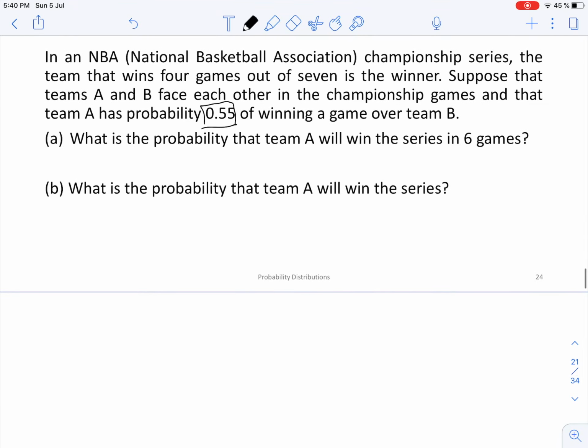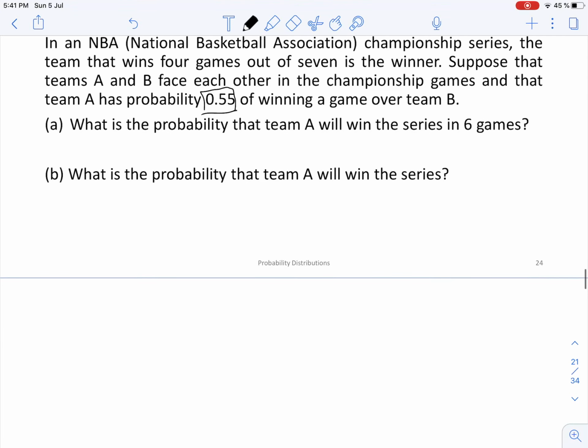The first question is A. What's the probability that team A will win the series in 6 games? That means to find the probability that team A will win the 4th game or will win 4 games in 6 games, right? So X, random variable, you always have to define the random variable before you proceed.